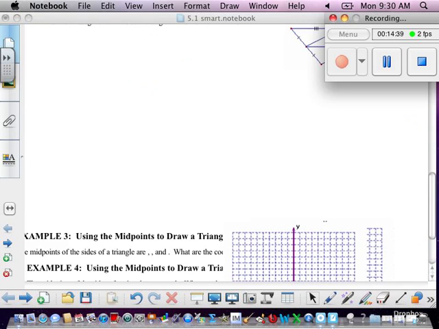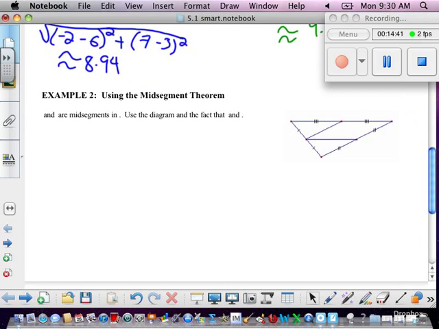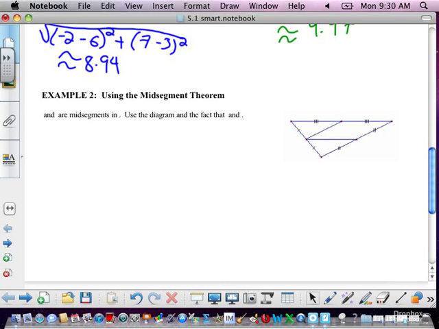All right. So after our little break, let's look at example 2. We've got, and it's all messed up here, so ignore this. Look at your paper. ED and DF. Oh, this isn't even labeled. It's horrible.